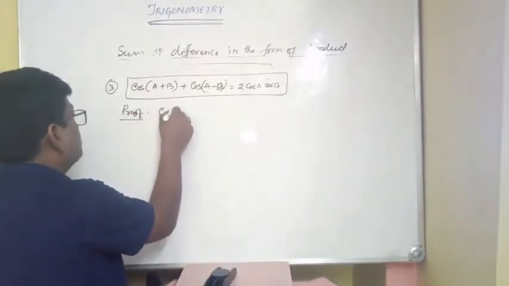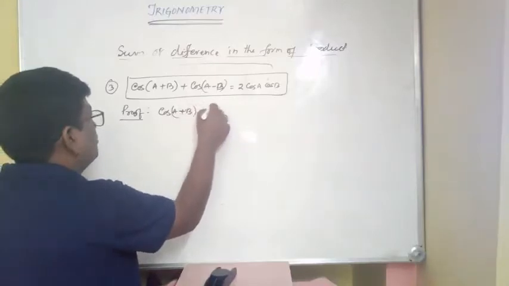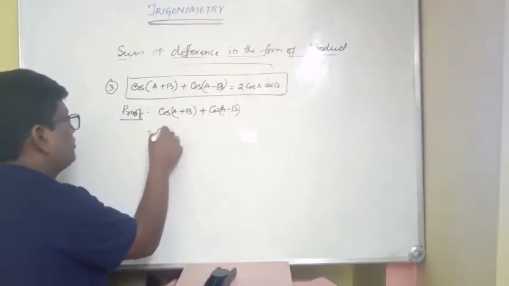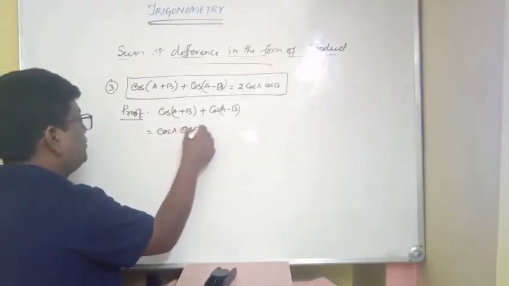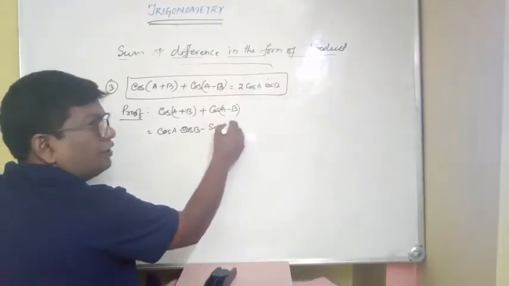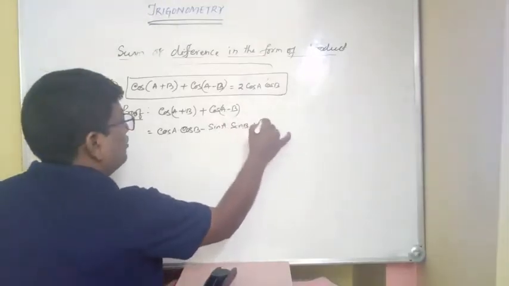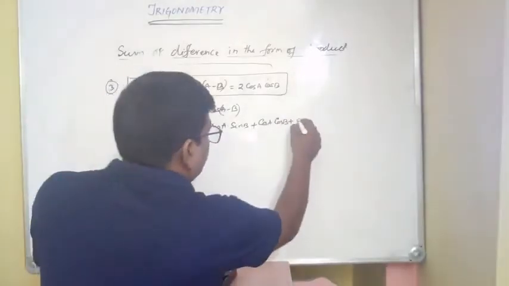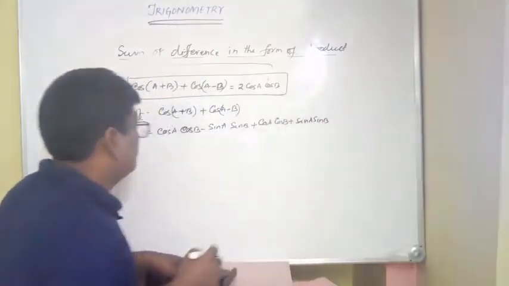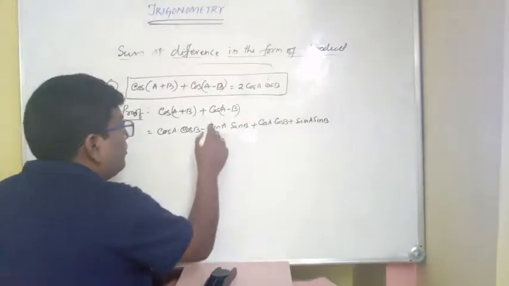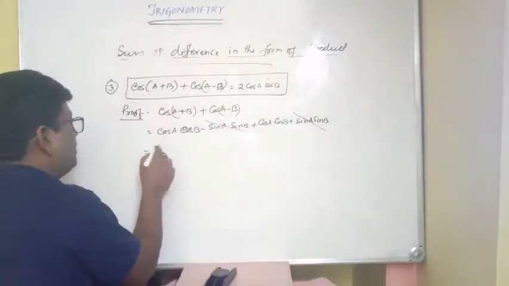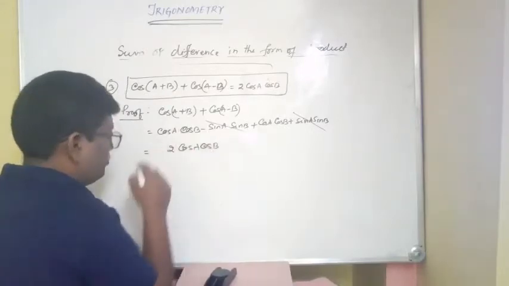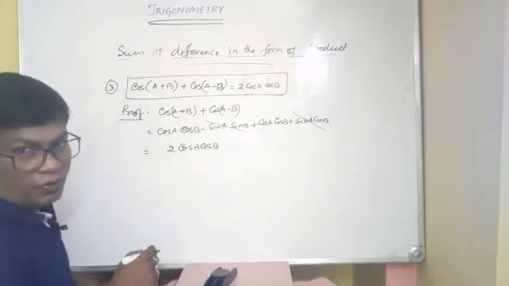So proof: cos(A+B) plus cos(A-B). Apply the formula: cos(A+B) is equal to cos A into cos B minus sin A into sin B. Again here cos(A-B) is cos A into cos B plus sin A into sin B. So sin A into sin B is minus here and plus here, so it cancels. Remaining cos A cos B plus cos A cos B, this is 2 times cos A into cos B. Clear?